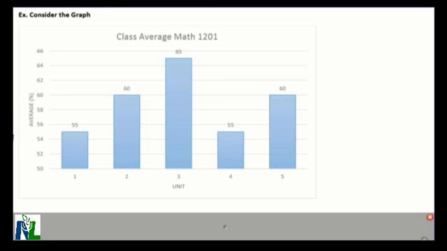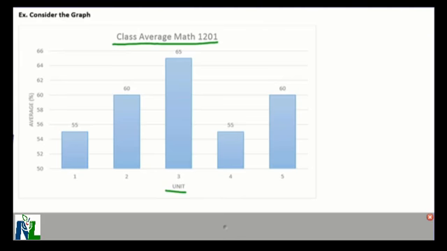If given a graph of a relationship, we can show this graph in several different ways. First of all, let's consider what this graph is describing. We can see here that the title of our graph tells us that we are talking about the class average, Math 1201. On our horizontal axis, we are talking about the units. So we're describing units 1, 2, 3, 4, and 5. And then we can read vertically what's happening here is that we have our average.